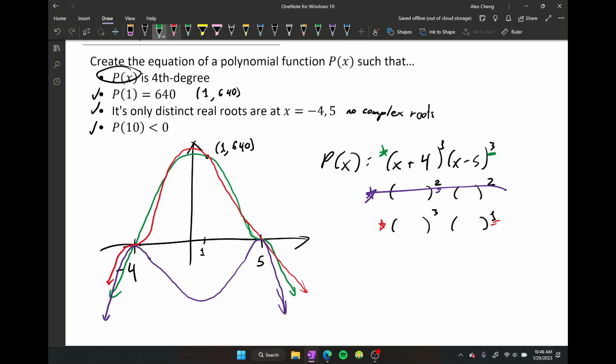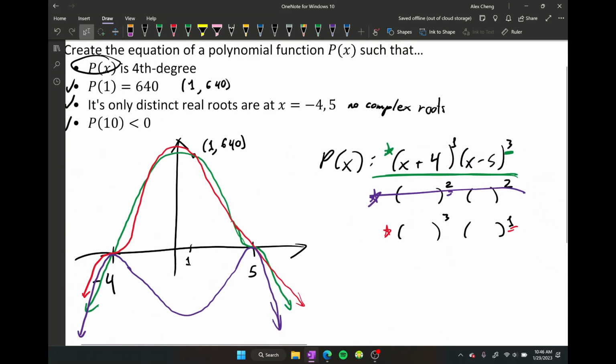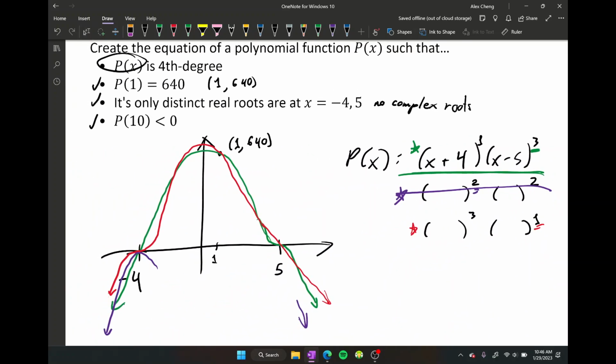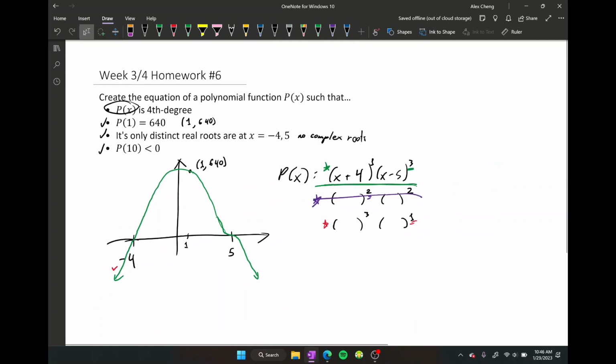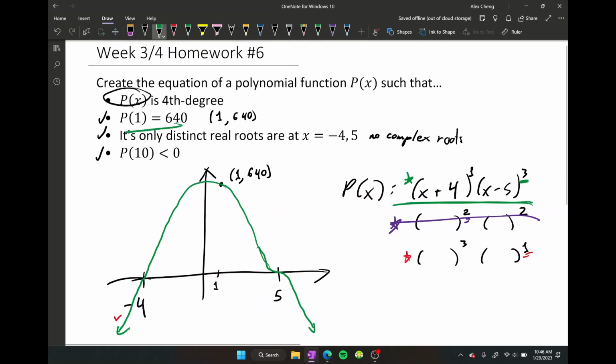So let's pretend we're going to stick with the green one, and then I'll talk about this green one, and then I'm going to leave it to you to fix the red one. But if I just check with the green one, you'll see that, on its own, it's not done, right? So let me erase the red one here. The green one itself is not done, and we can check by plugging in 1, and you'll see that you don't get 640.